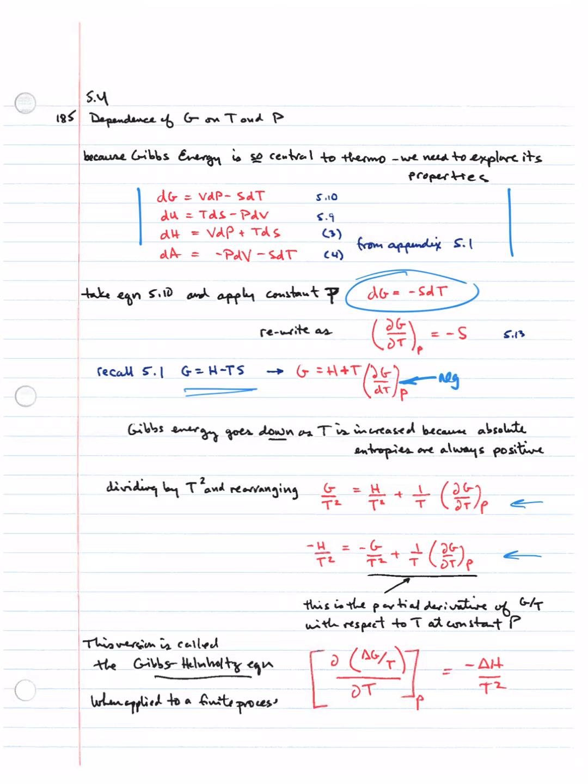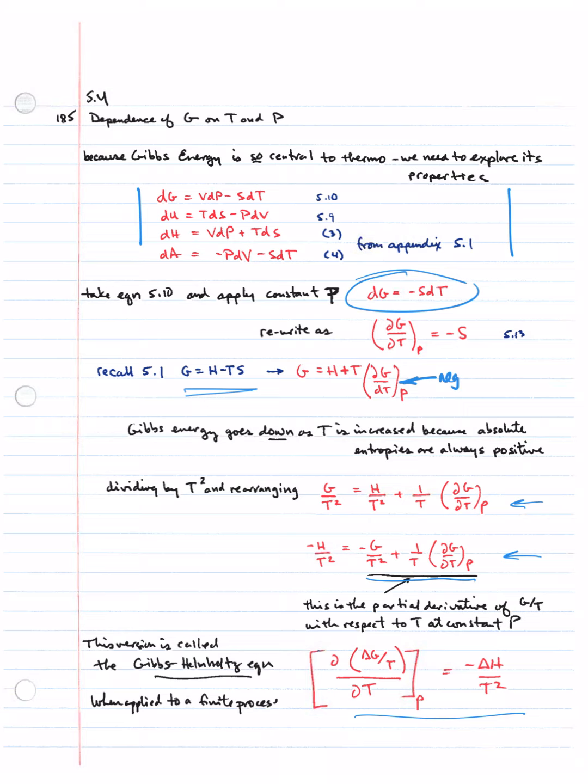If you divide the expression by T squared and rearrange, you can get this expression here, and then reorder it, and you get that one there. So why do I want to have those negatives? Well, on the right-hand side, this 2-term expression is the partial derivative of G over T with respect to T at constant P. Rewriting it that way, this version is called the Gibbs-Helmholtz equation when applied to a finite process.